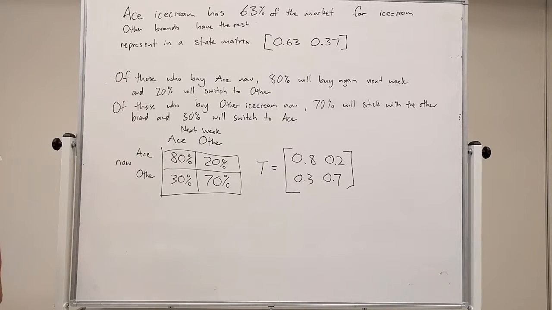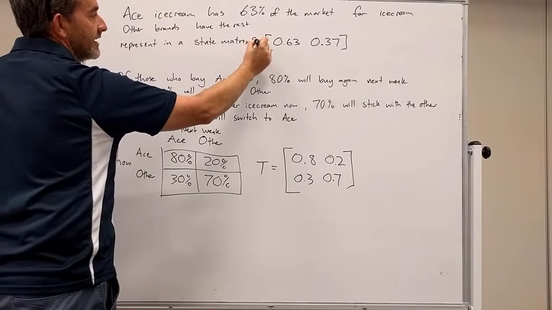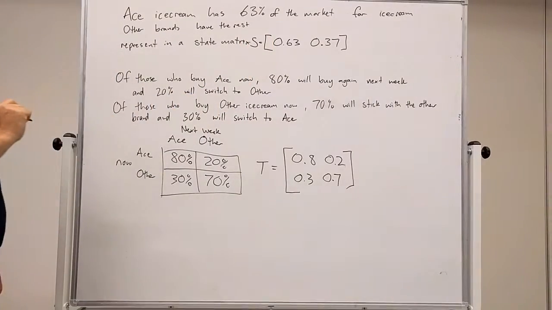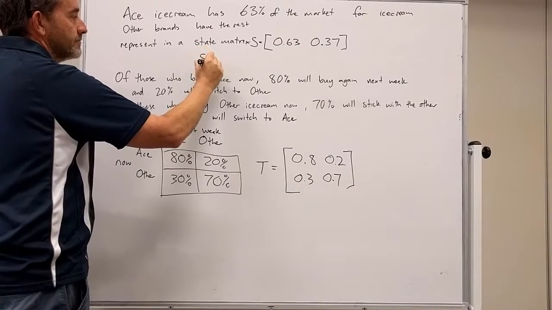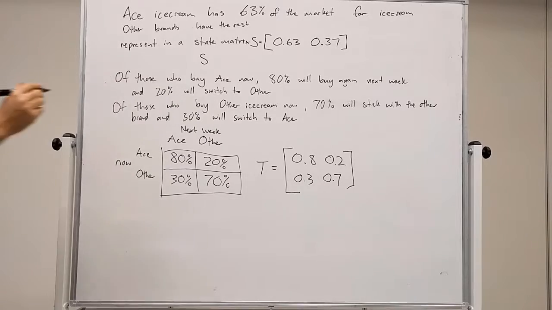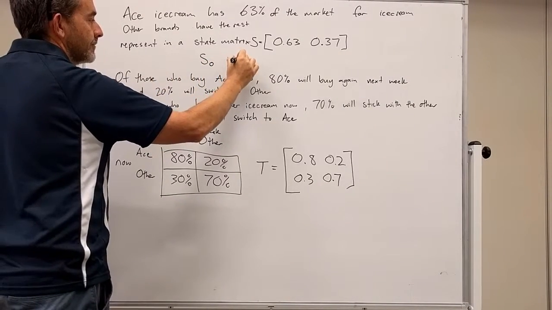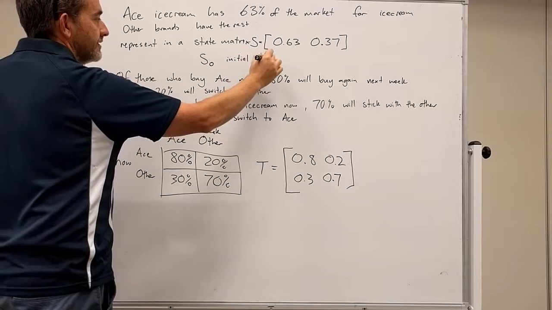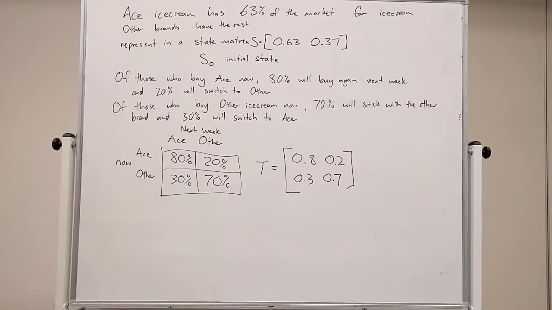Cool with that so far? One thing I forgot to mention up here is this state matrix, we call that S. So S equals that. The other thing I can say about that is that because it's the state that we begin with, we call it S0. That's the initial state. So we're starting with S0, that's where we are to begin with.